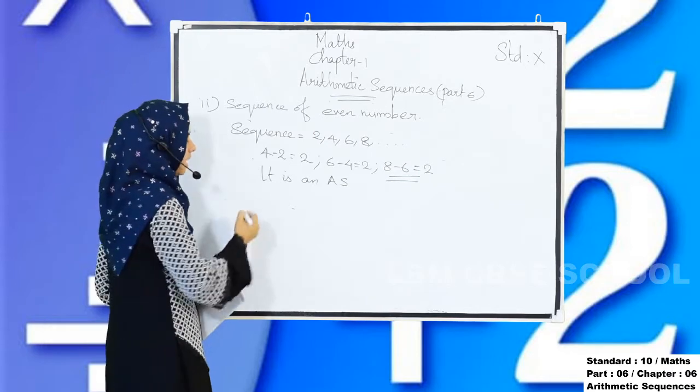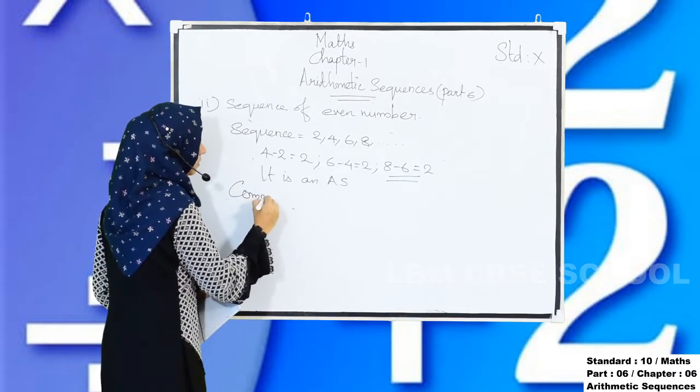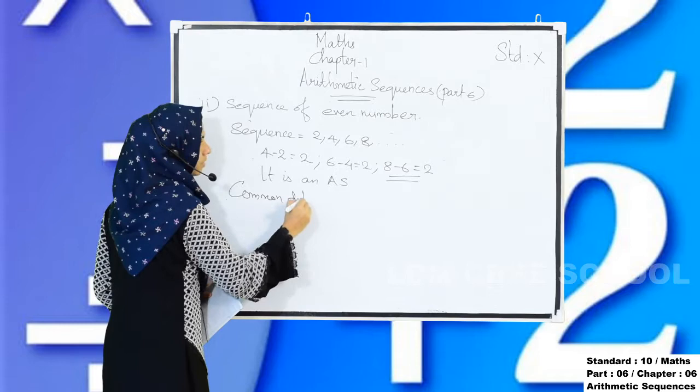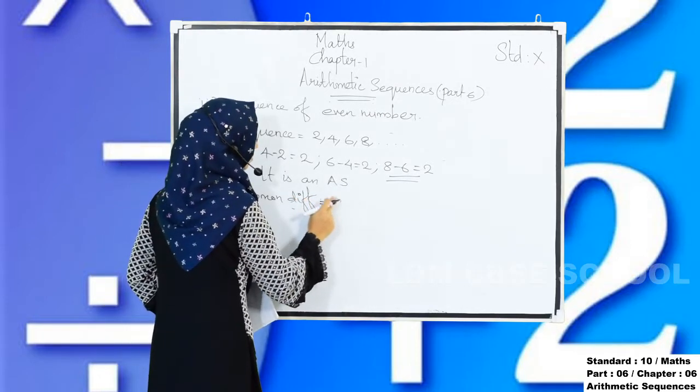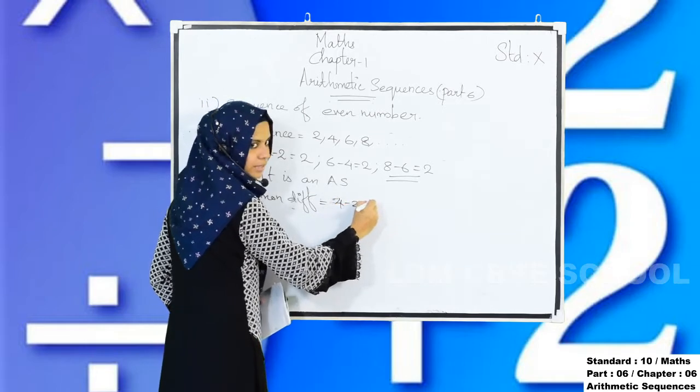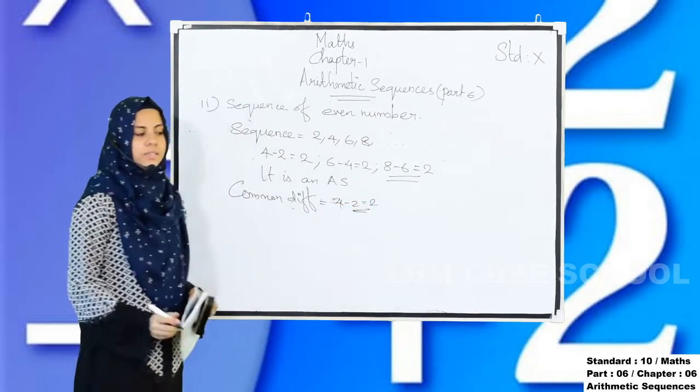Arithmetic sequence, and then we want to find the common difference. Common difference is equal to 4 minus 2 is equal to 2. Isn't it?